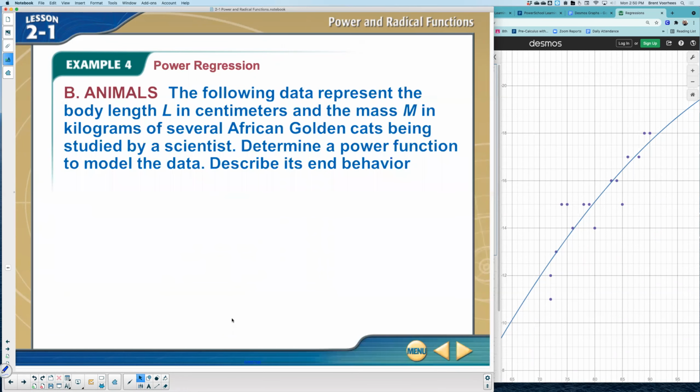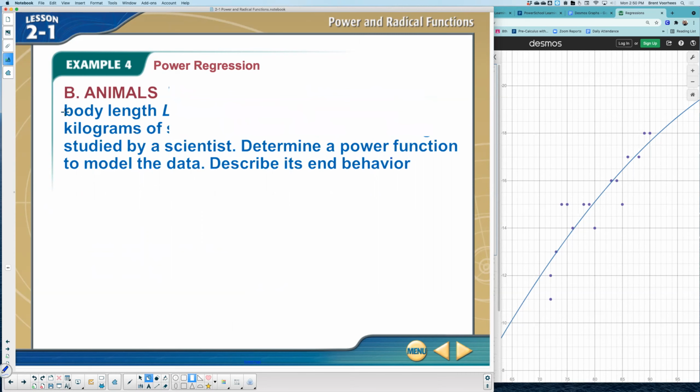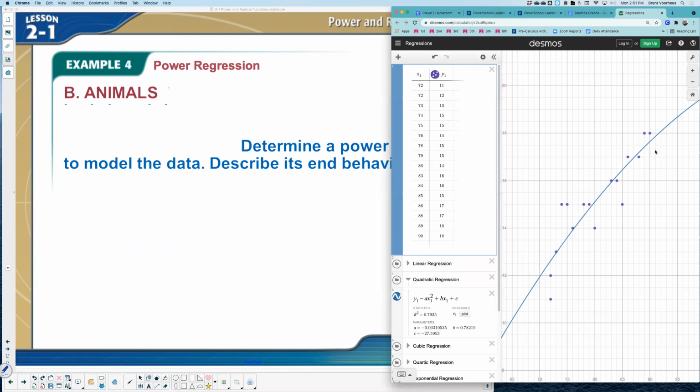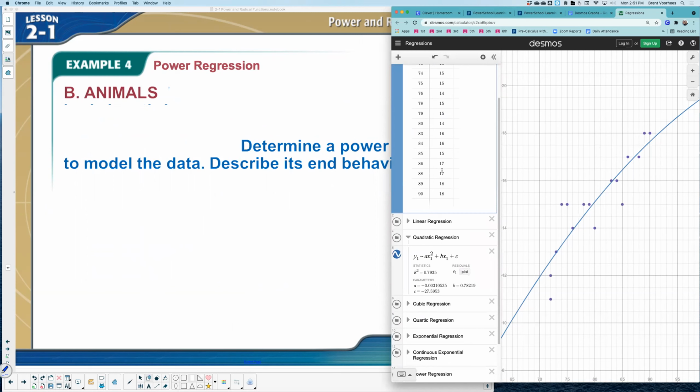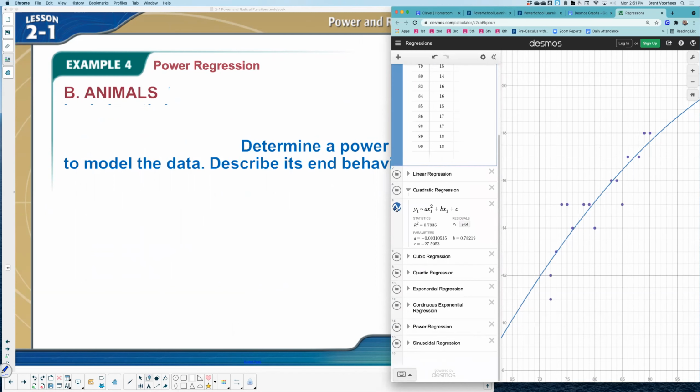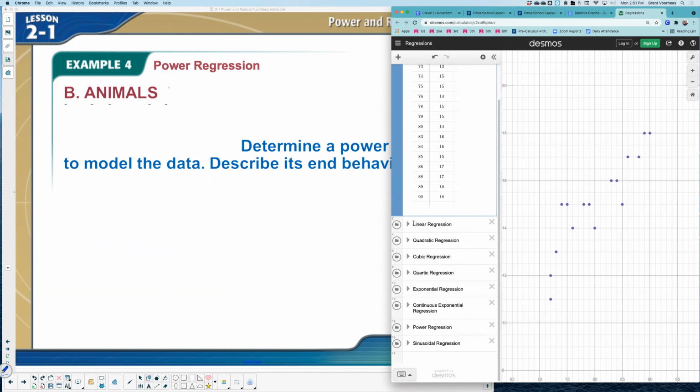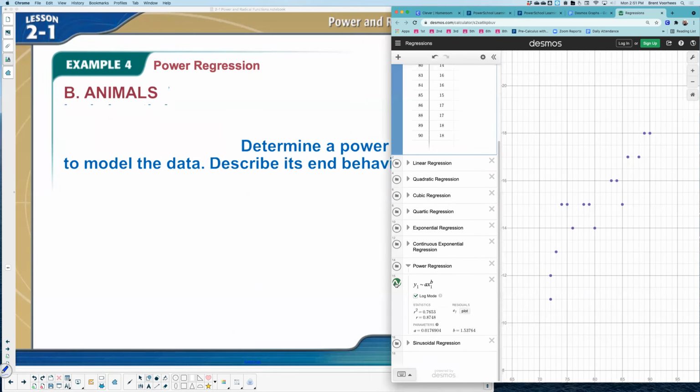Part B says, determine a power function to model this data. And let me try to clear this up because there's a lot of words up here. So here's how you do that. On the left side, I have programmed these to find all types of different equations. What you're going to do is on the left side, scroll down. What I automatically have hit is quadratic. This isn't quadratic. We're looking for power. So I'm going to close that folder. I'm going to look down for the arrow or folder for power, and I'm going to click that little button there to light it up. So there's my model. That's a power function.